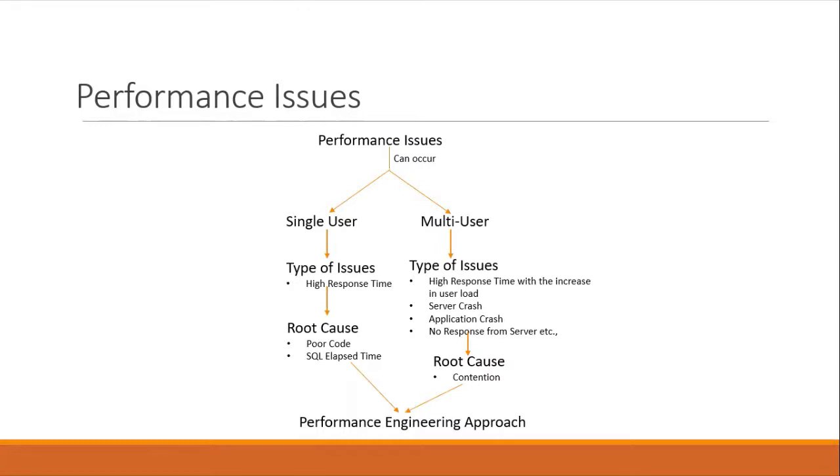In the previous sessions, we were talking about CPU utilization. In this session, we will discuss performance issues. What are the types of performance issues that occur in the production systems or performance test environment? What is the root cause for each type of performance issue, and what is the approach we can follow to identify which component in the system is causing the performance issues?